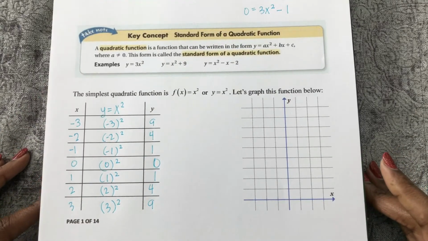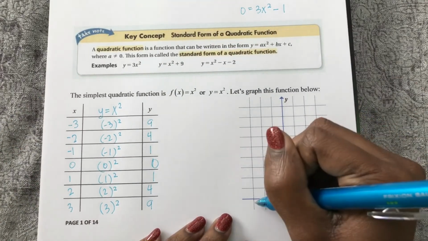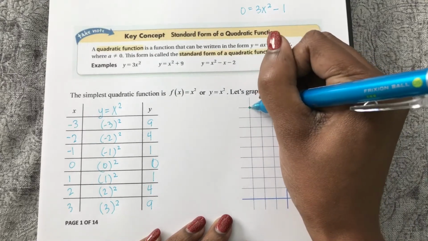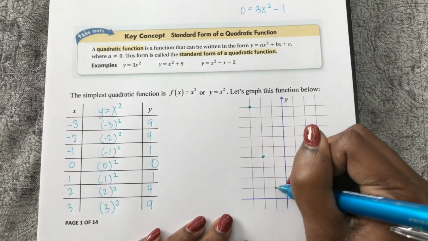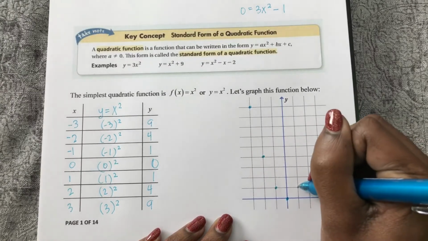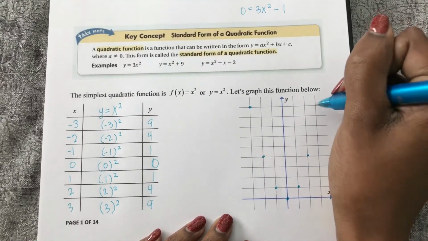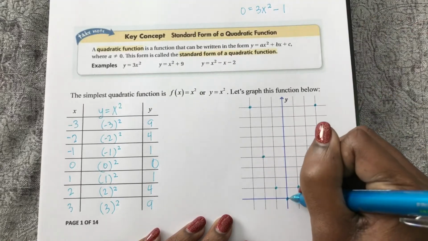So I can sketch these points. Negative 3, up 9. Negative 2, up 4. Negative 1, 1. 0, 0. 1, 1, 2, 4, and 3, 9.